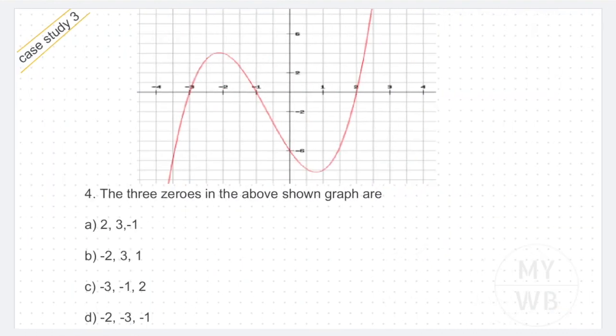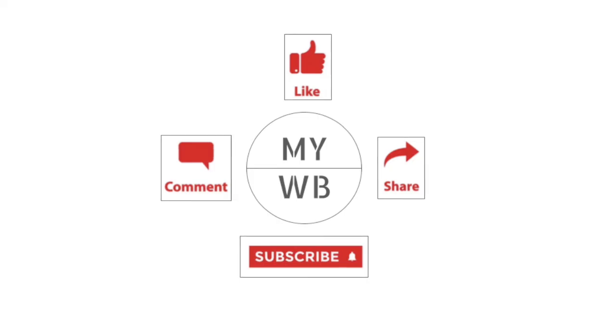The 3 zeros in the above shown graph are, So the zeros are the x coordinate of the points of intersection. Here it is -3, here it is -1, and here it is 2. So the zeros will be -3, -1, and 2. Option C. That's the end of the video.